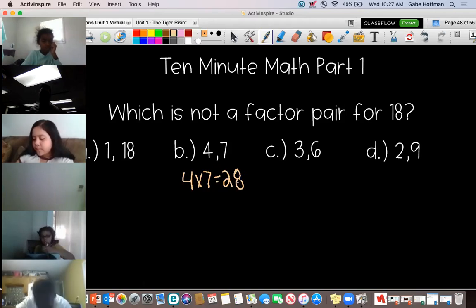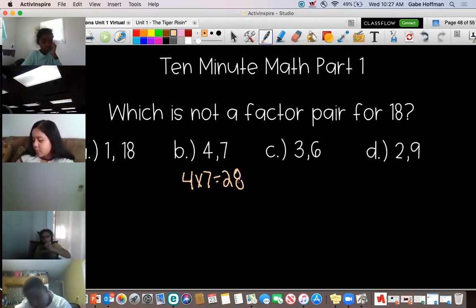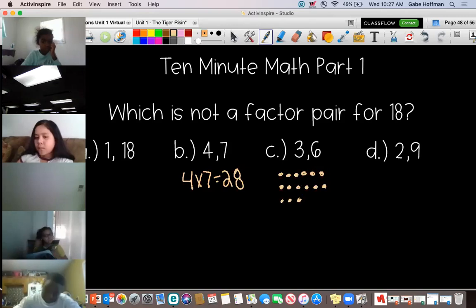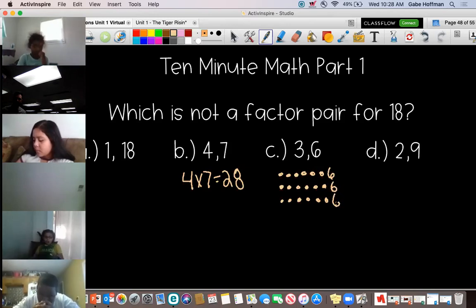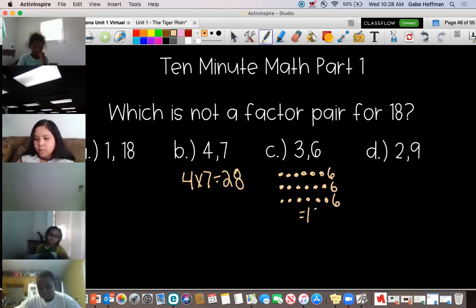We're going to make an array to check 3 times 6, and we're going to see if that equals 18, okay? So let's go 1, 2, 3, 4, 5, 6. There's 1 times 6. 1, 2, 3, 4, 5, 6. 1, 2, 3, 4, 5, 6. So we have 6 plus 6 plus 6. What does 6 plus 6 plus 6 equal, or 3 times 6? Jay? 18. So we have 3 times 6 equals 18.